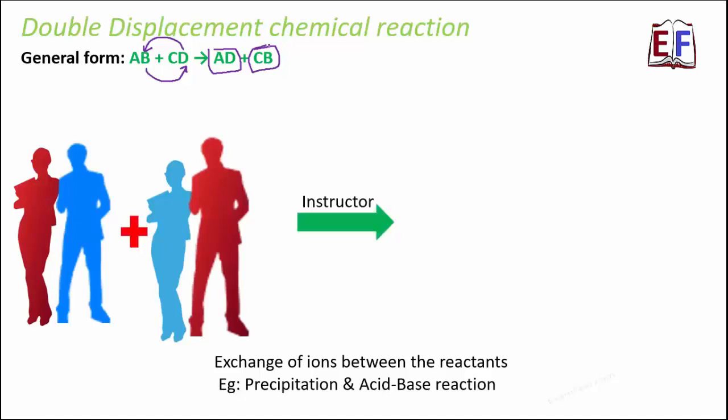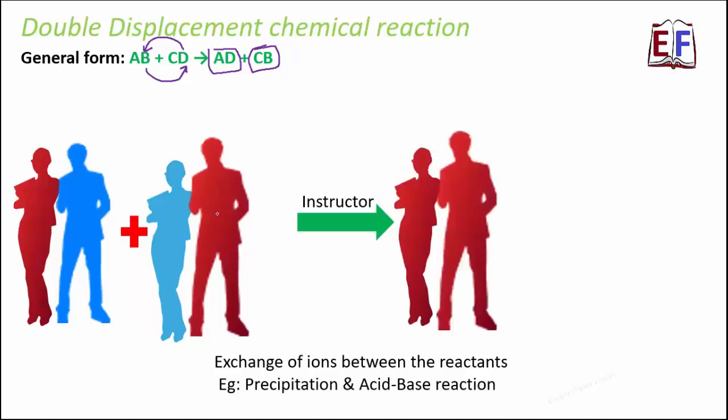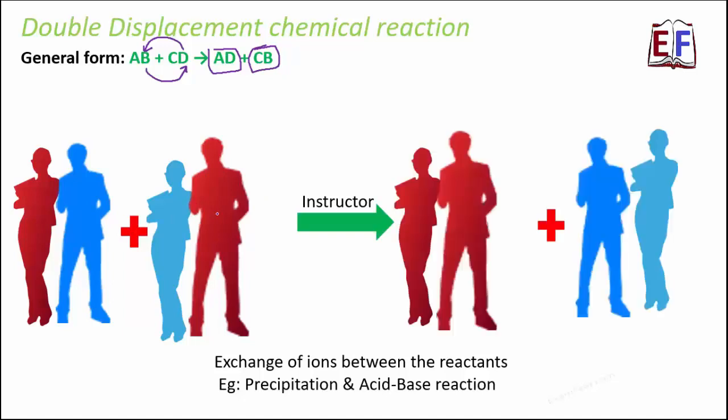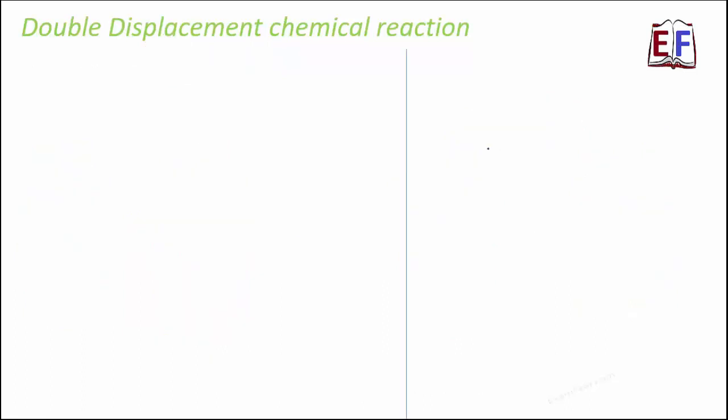So you can consider this analogy. Let's say these are the dancing partners, like two sets of partners. Now what happens when they exchange their partners? It's like, you see, the females are still the same, but the guys have been changed. So they have interchanged their positions. So that's double displacement.